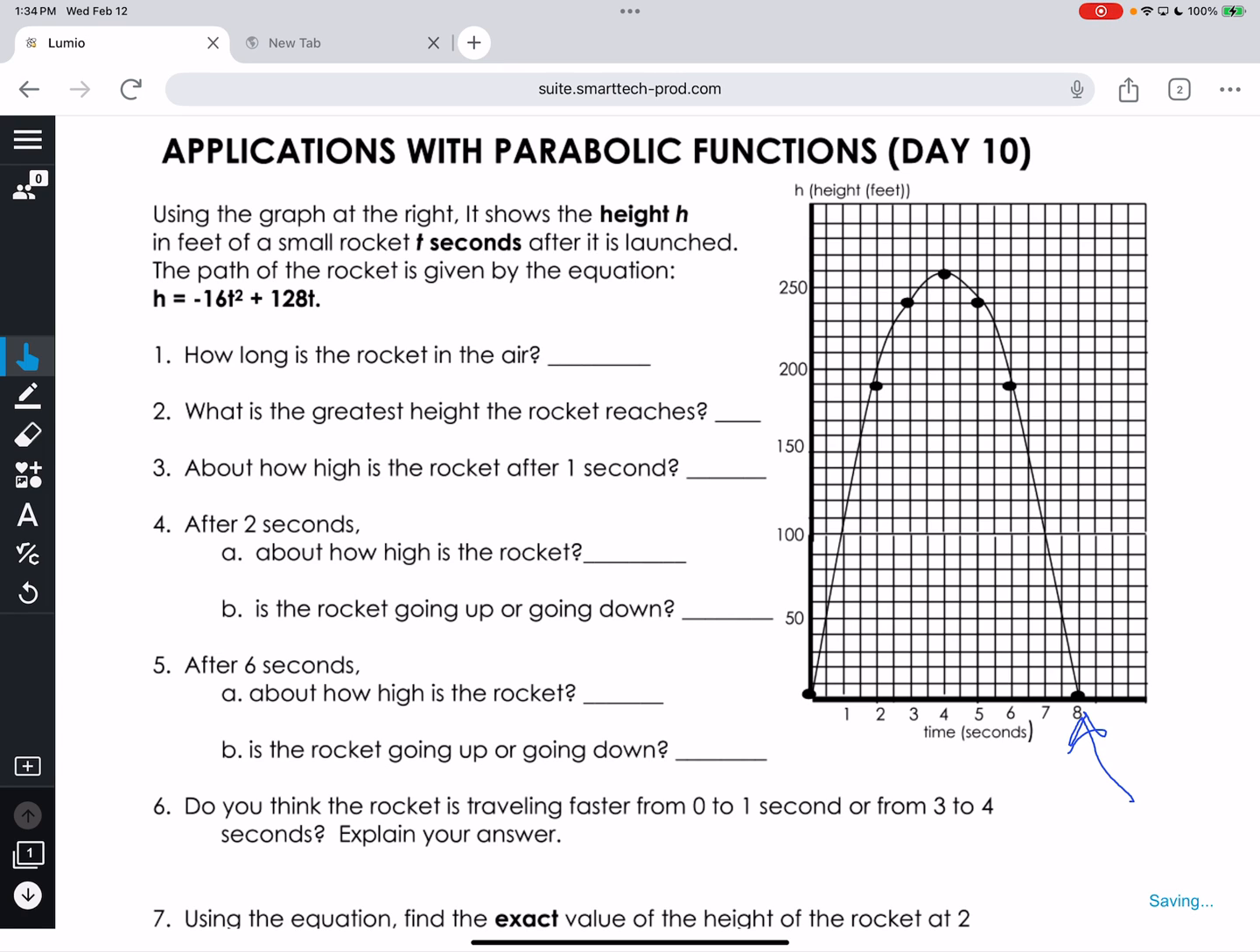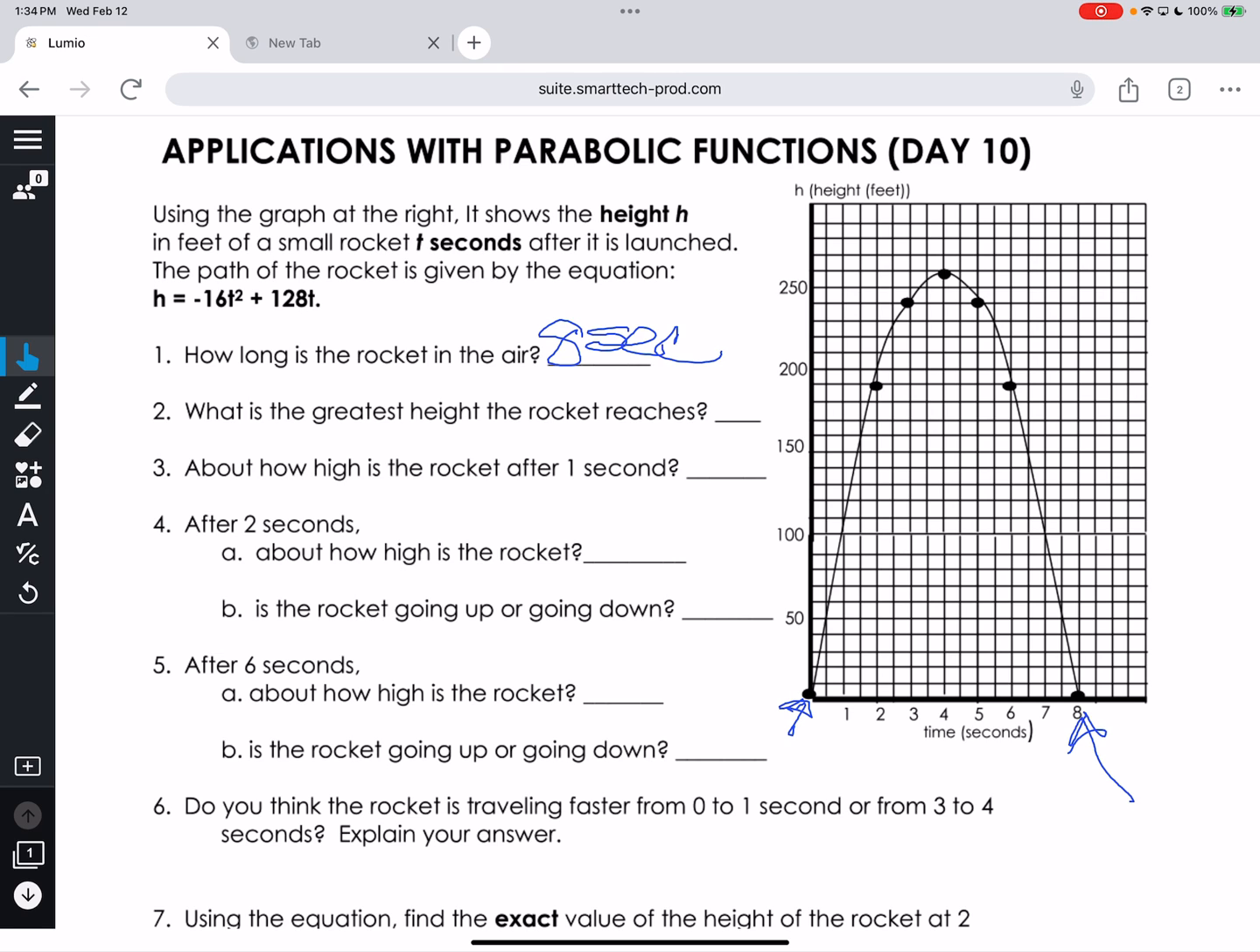It stopped. Where did it start? It started at 0, which would make sense because it had to leave somewhere. And it stopped 8 seconds later. This is actually pretty easy. I promise it's not. Some of the questions you're going to have to think a minute, but they're going to make sense. Okay? Now, what is the greatest height the rocket reaches?